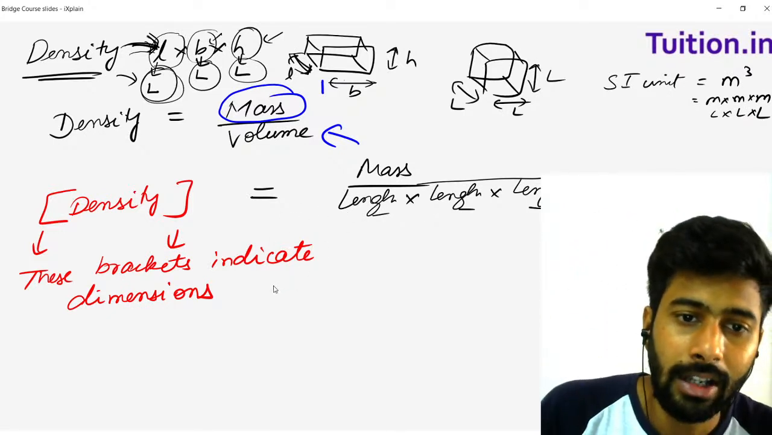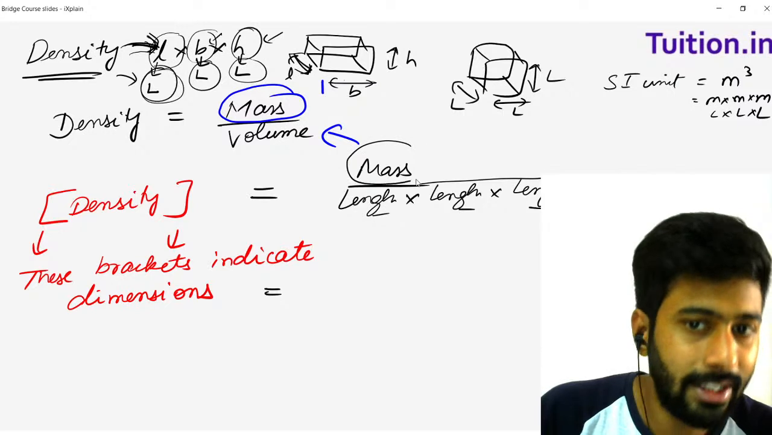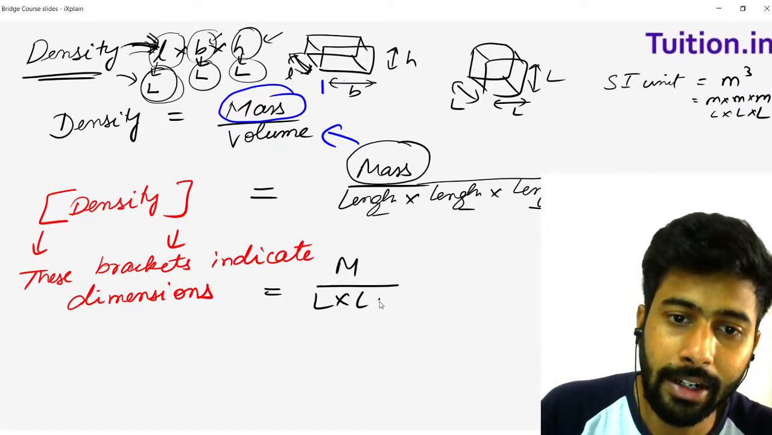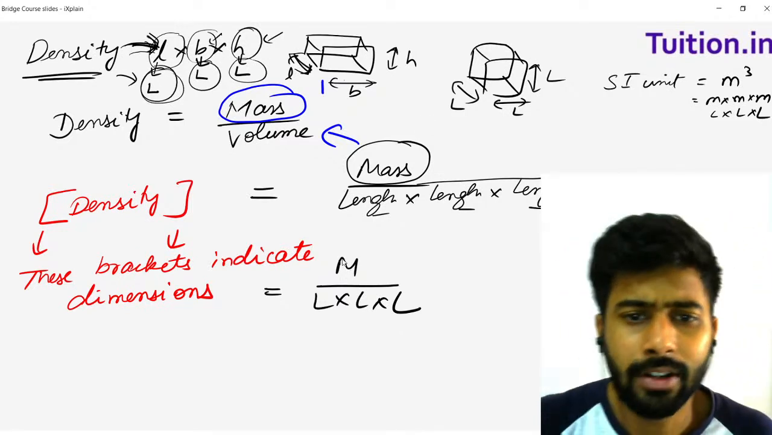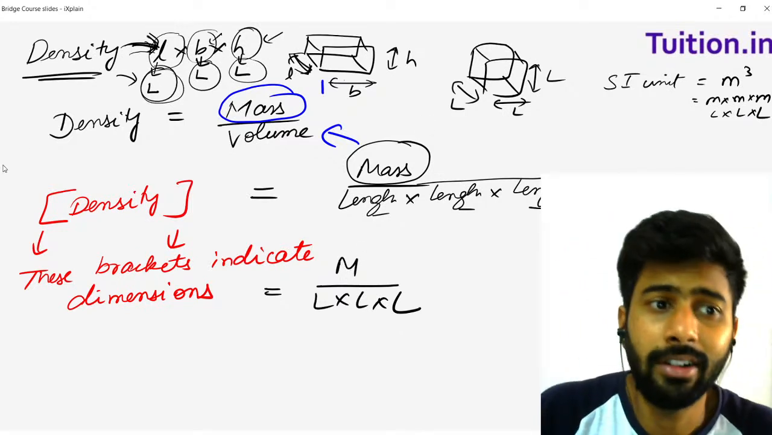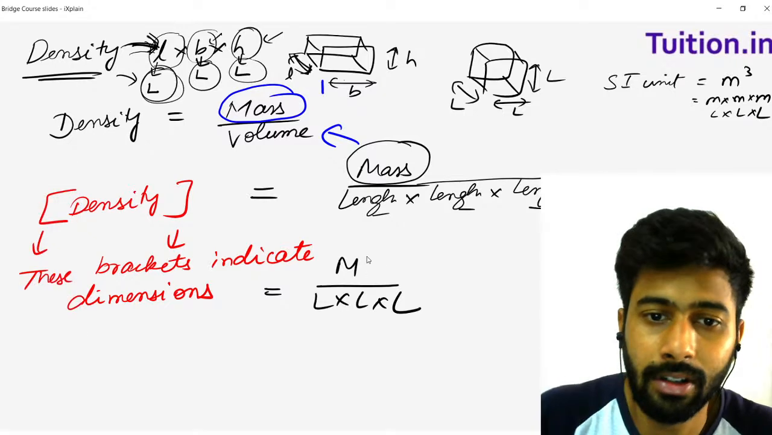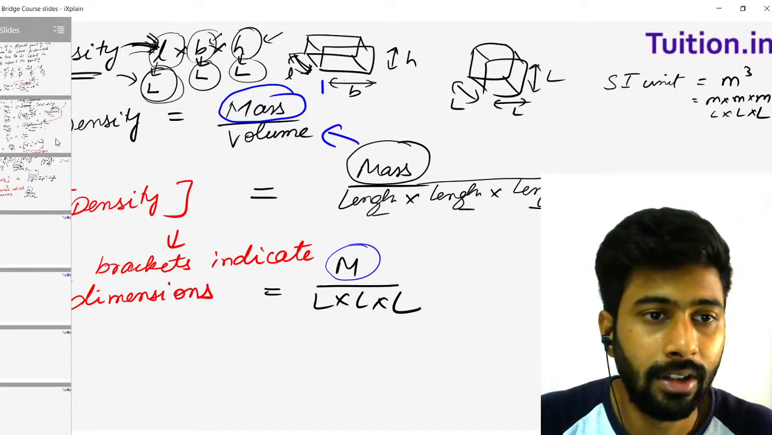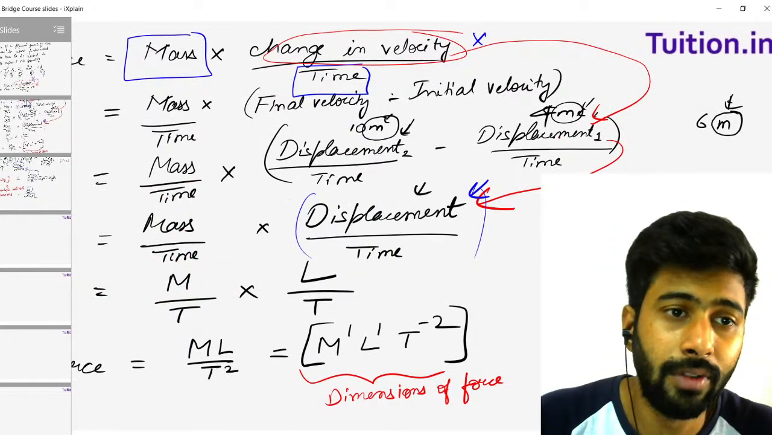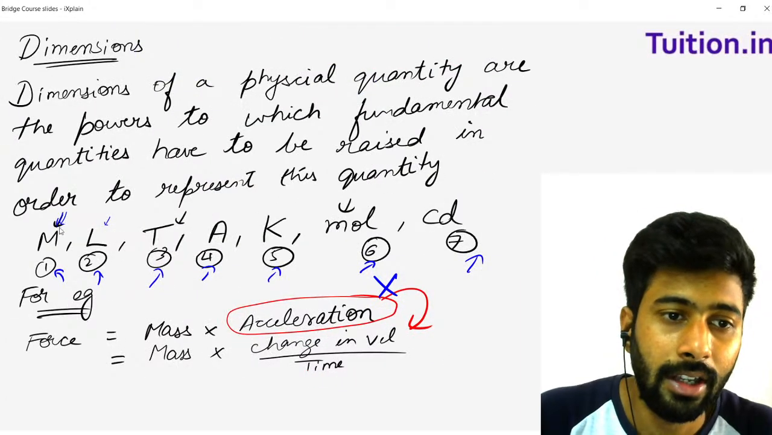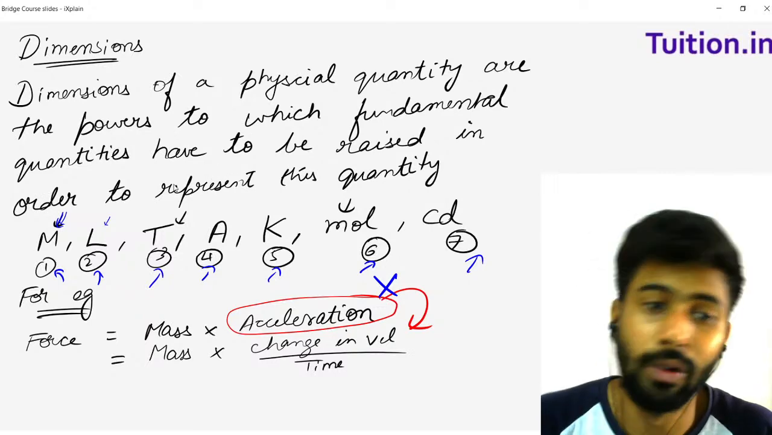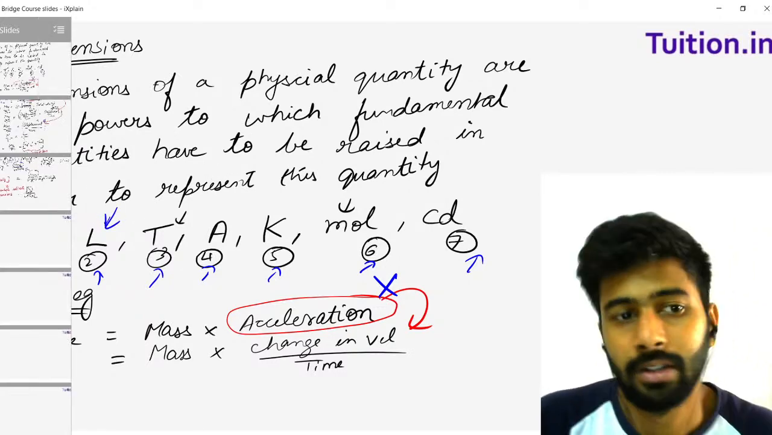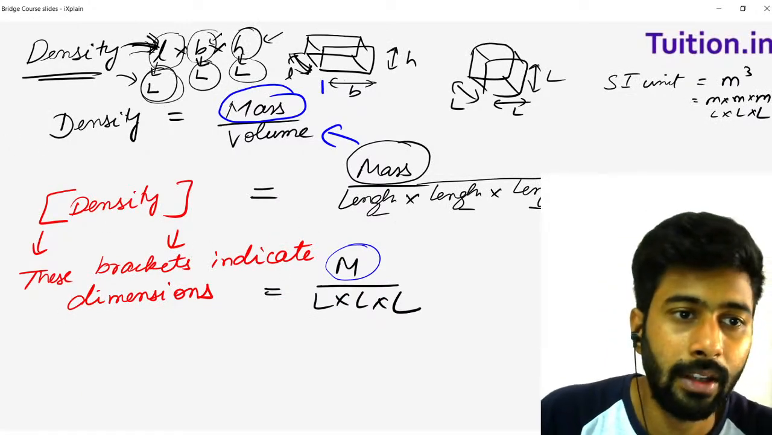So now I'm done. Mass is a fundamental physical quantity, M, and this is L into L into L. Do I need to break it down further? Can I break it down further? That is rather the right question. Can I break mass into something else? No, because mass is one of these 7 quantities. Can I break length into something else? No, because length is also one of these 7 fundamental physical quantities. So I just have to leave it here.